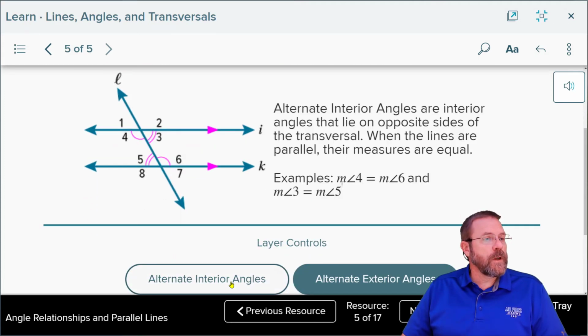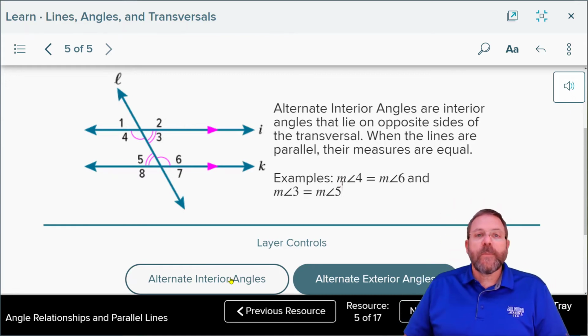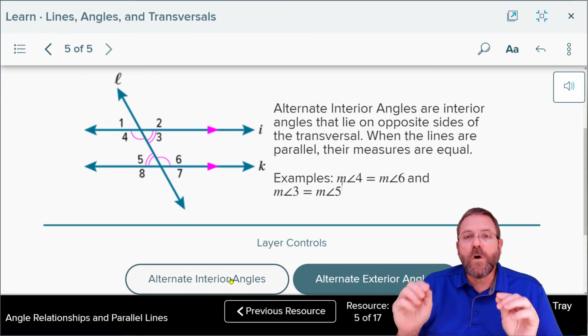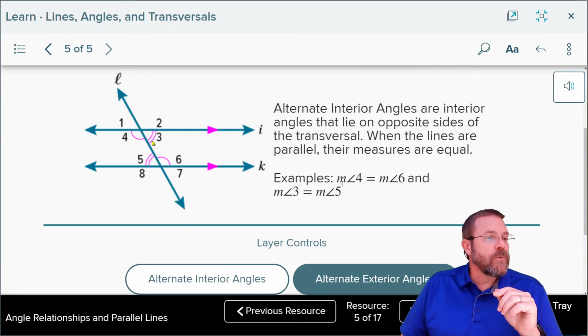First, your alternate interior angles. You can see the single pink lines for angles 4 and 6. The single pink lines for 4 and 6 mean that those two angles are congruent. They're the same exact size. Your other alternate interior angles are angles 3 and 5. They have double pink lines, which means those two angles are congruent to each other, but they're not congruent to angles 4 and 6.